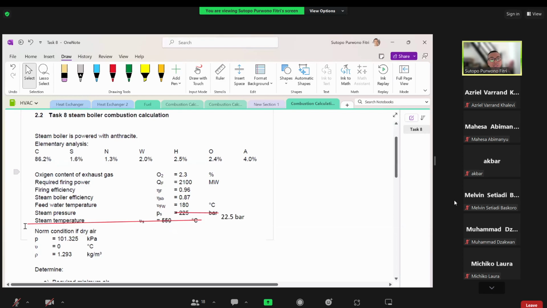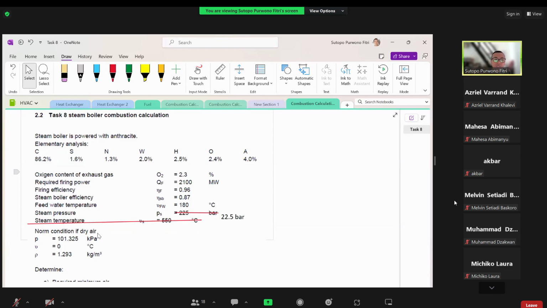So yeah, I need to delete this steam temperature. In this task, we assume that the process of steaming or evaporation will produce saturated steam, not superheated steam. So I assume that the steam is still in saturation.